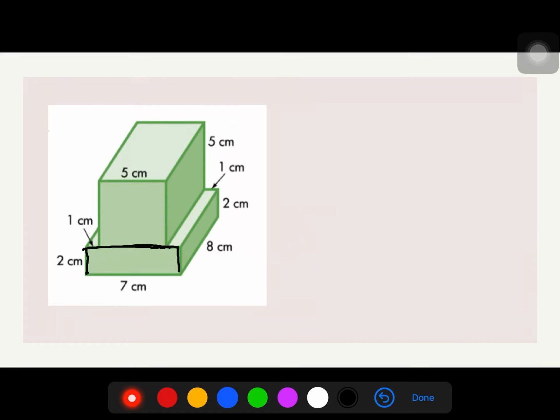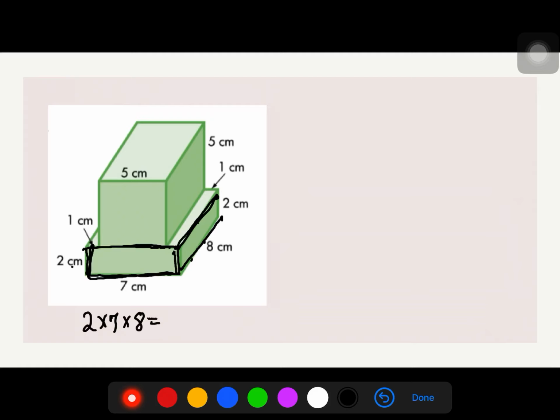And I would look for a side in which I had both the two-dimensional length and width, right? And in this case, I know it's 2 by 7. And then how far back does it go? Well, it's not labeled here, but I look at its matching or corresponding side. Yep, and it's 8. So this first one is 2 by 7 by 8.